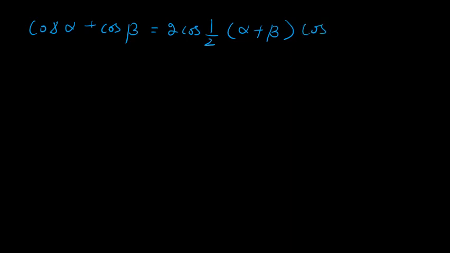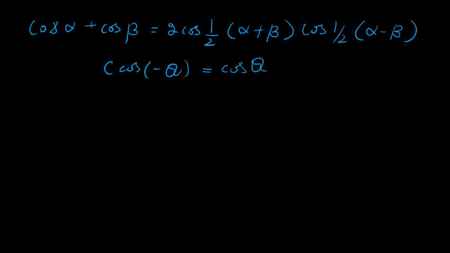Here we can use the identity cos α + cos β = 2 cos(½(α + β)) cos(½(α − β)). And also we know that cos(−θ) is always equal to cos θ. So using this identity we can find the combination y = y1 + y2. Now we are going to add both equations by using this identity.